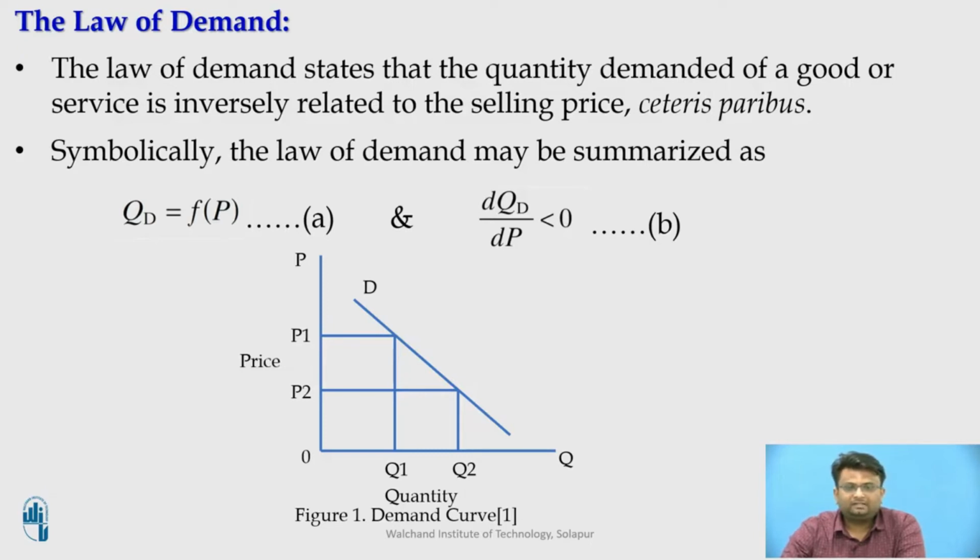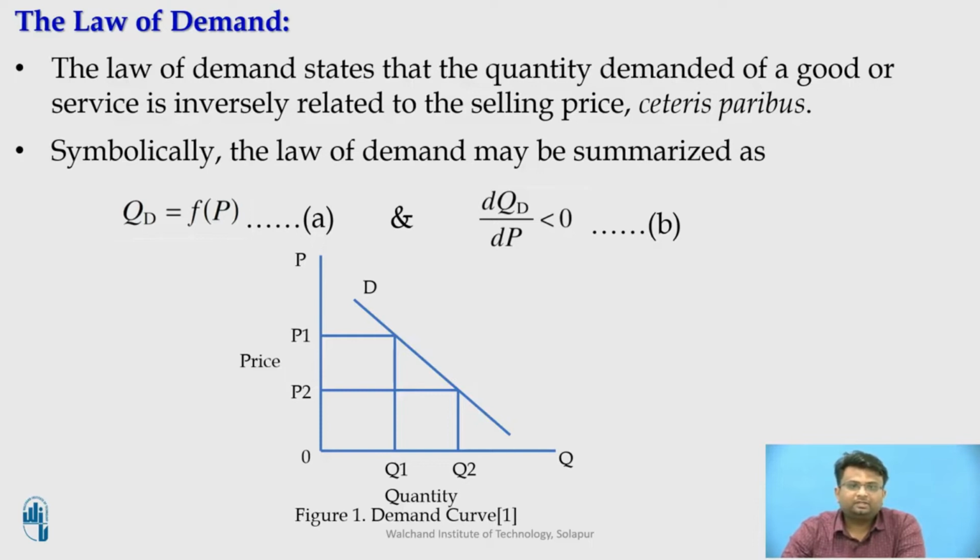That means equation A states that QD, the quantity demanded for the good, is a function which is related to the selling price, whereas B states that the quantity demanded and the price are inversely related to each other. The relationship is explained as shown in the figure. The downward slope of the demand curve shows that there is an inverse relationship between the quantity demanded for the good or service and its selling price. The validity of the law of demand may be argued on the basis of common sense and simple observation.